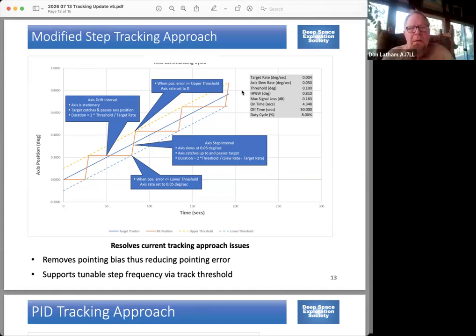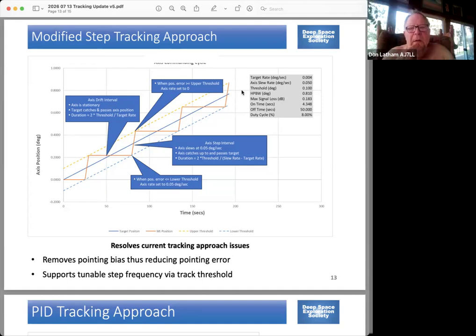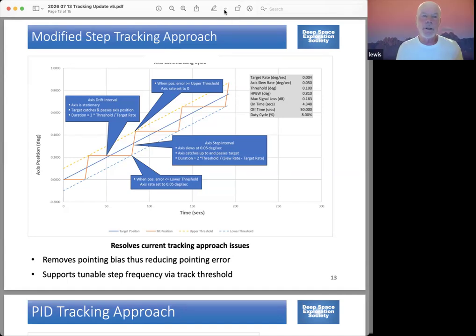I will add that with the modified step tracking approach, we're planning, or at least I believe the prototype is running at 10 hertz instead of 1 hertz. What that'll allow is, right now at 1 hertz, the object's going to go slightly outside of the error threshold. And by running it more frequently, we'll limit that amount.